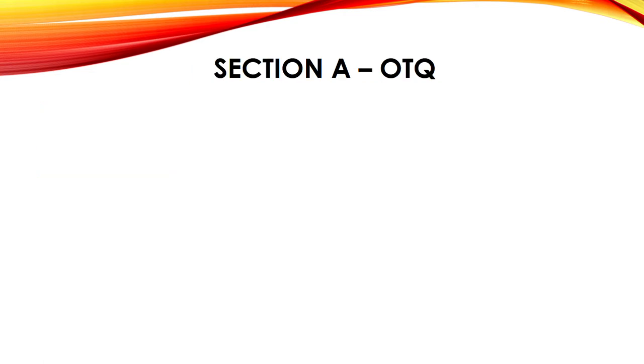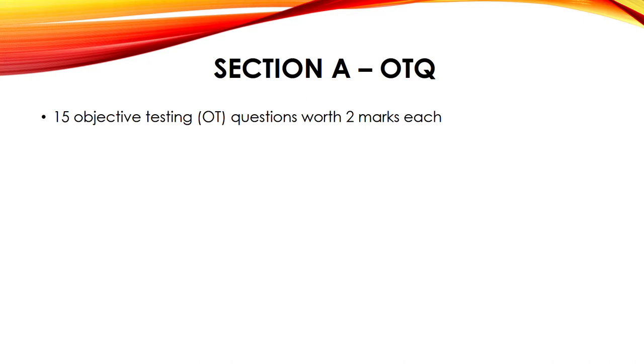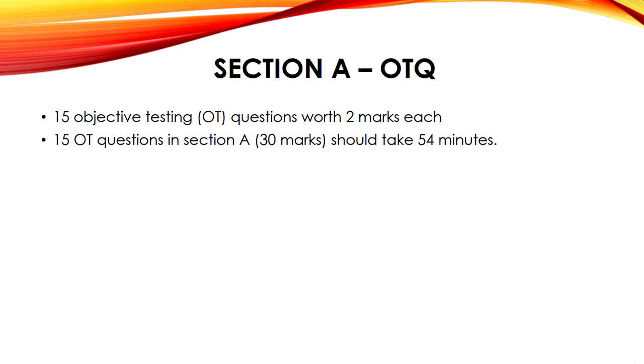Next, let's go into section A in more detail. OTQ means objective test question, the short form for that. Section A, 15 objective testing questions worth 2 marks each. We know it, 15, so 30 marks. So 30 marks means how much time you have to spend on section A? Only 54 minutes, less than an hour. Only 54 minutes. Mark these words, my dear students.